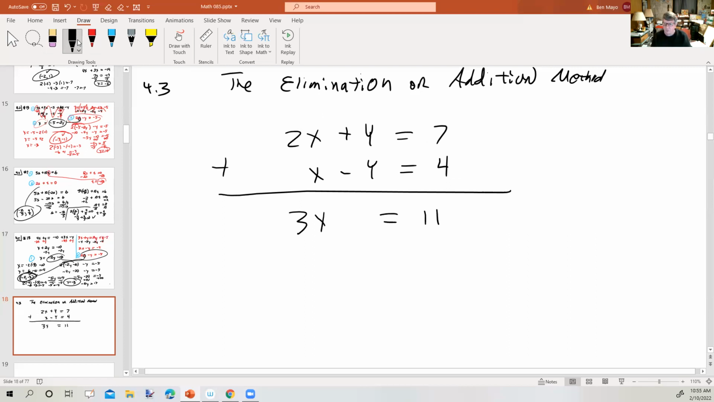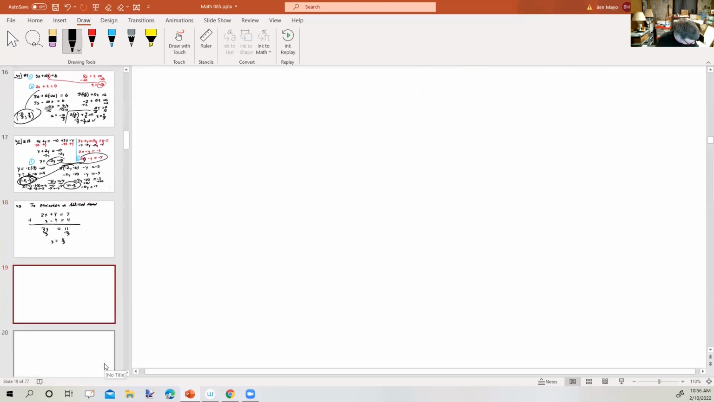Now look what happened when I did that. The y's canceled. So I ended up getting one equation with one unknown. And from there, I could go on and solve and say, oh, x is 11/3. And I could go back and plug it into one of the equations and get the result for y and check it in the other one. And we'll be doing that eventually. But again, I just wanted to justify why I can add the equations together. Okay. So now let's take a look at an example.